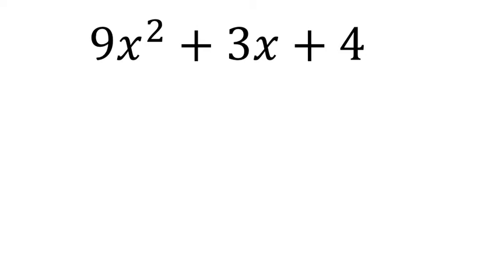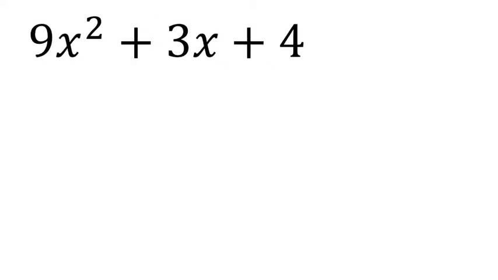So what we're going to do is jump straight into our process. Take the a value, 9, and multiply it by the c value, which is 4, the constant. This would give us 36 right there. Now I'm going to split 36 up and see if I can add 2 of the factors together to get 3, the middle coefficient.